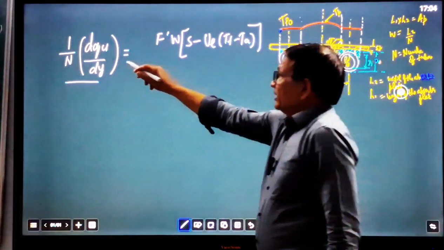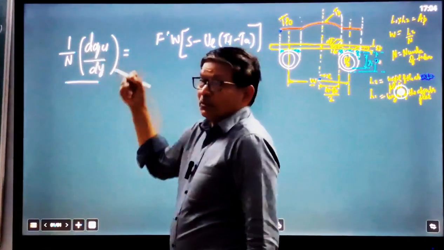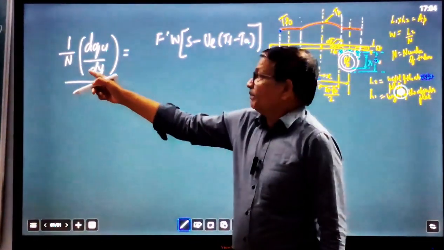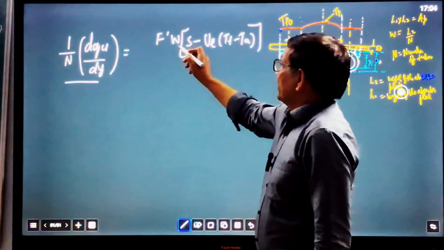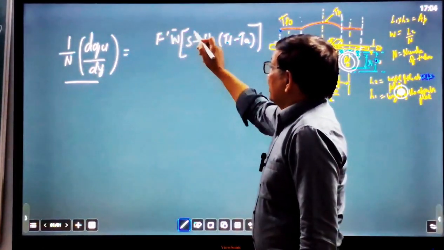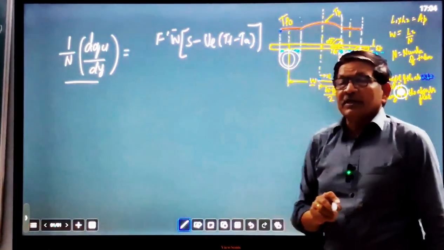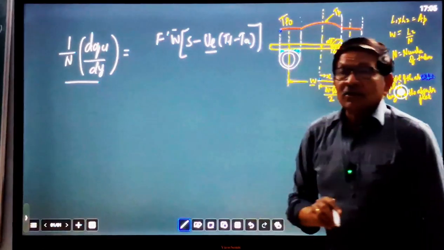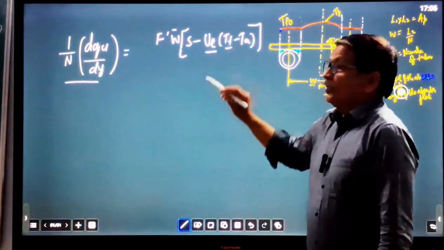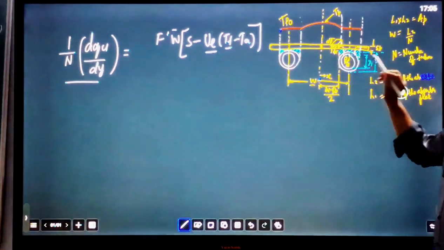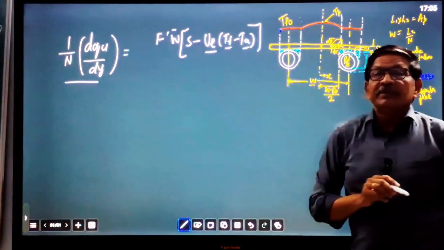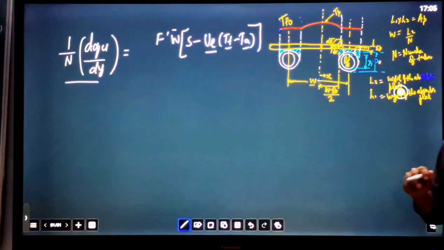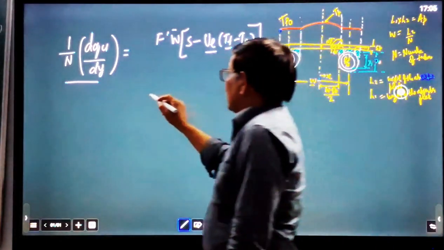So the useful heat gain dQu, per unit length and per tube, is equal to F' W [S − UL (Tf − Ta)]. Here W is the pitch, S is the effective intensity of radiation reaching the absorber plate, UL is the overall heat loss coefficient, Tf is the temperature of the fluid flowing through the tube, and Ta is the ambient temperature surrounding the collector. So here you can define F'.